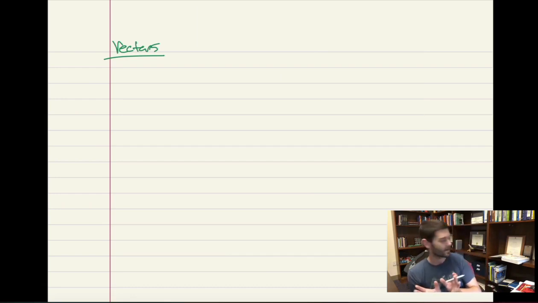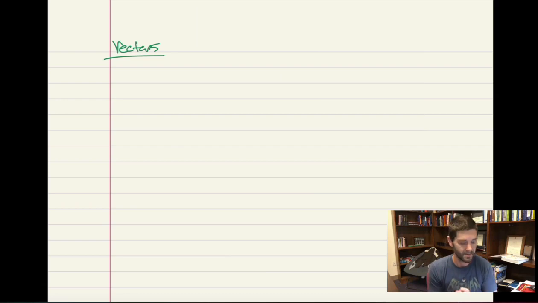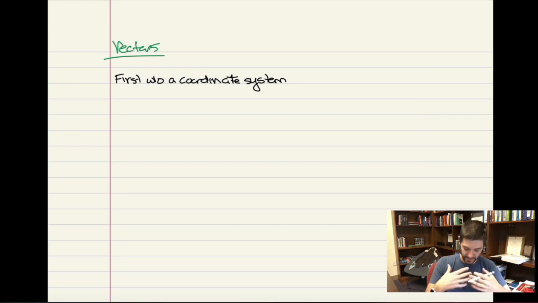So we're going to do everything up to specifying vectors in a coordinate system. So first, we're going to do all this today first without a coordinate system. So I'm not going to worry about axes or anything, just going to talk about vectors as they exist as vectors.